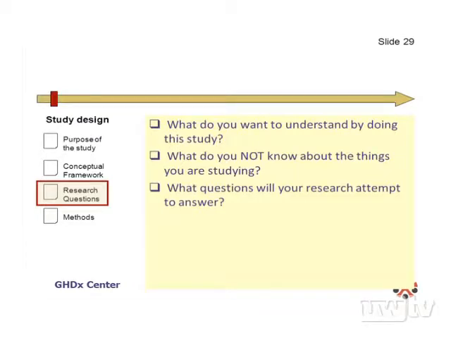Again, what do you want to understand by doing the study? What are the things that you do not know about the things that you're studying? And also, what questions your research will actually attempt to answer. So again, as an example, on the point-of-care multivalent test, we've distilled down our research questions to the following.